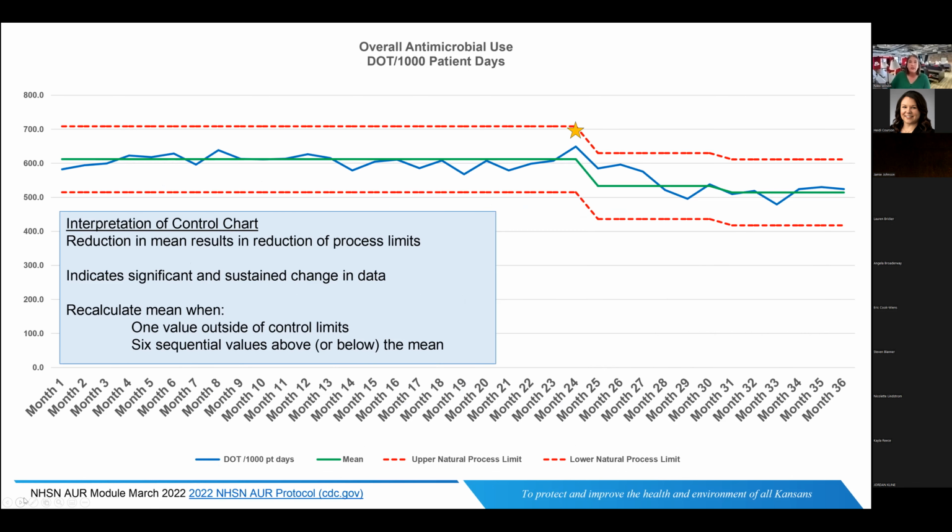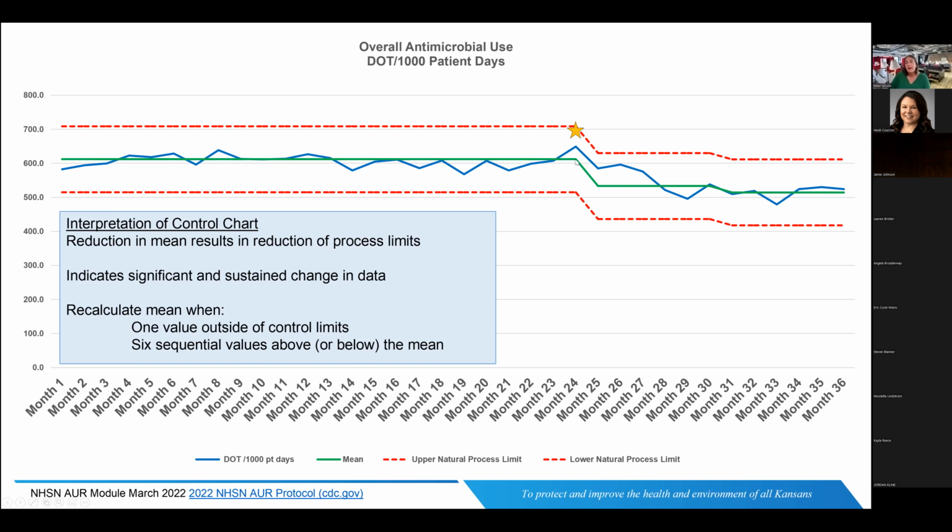So this is a little bit different example. What if you are looking at your mean and your DOT utilization, and you're seeing multiple points that are all falling below the actual mean of what is calculated? What this indicates is that since we have multiple points that are below the mean, 6 consecutive, that means that we've seen a true sustained reduction in whatever our metric is. So for our example, DOTs.